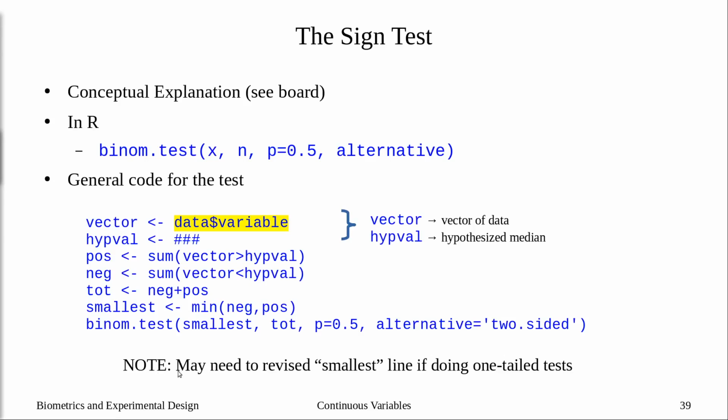I do note, may need to revise the smallest line if doing a one-tail test. For this class, we will always just do a two-tail test. After we learn how to do this, I will actually give you a function that runs the sign test for us and does not allow a one-tail test. So let's return to our example and show you how I would pass this example to the sign test.